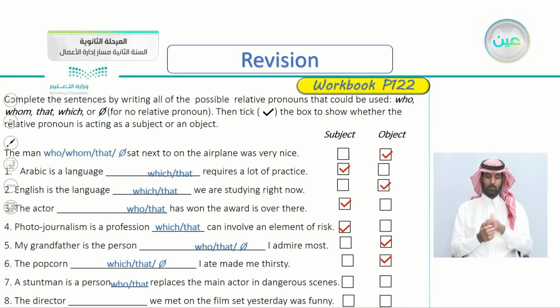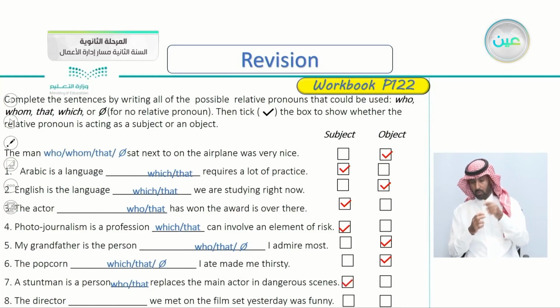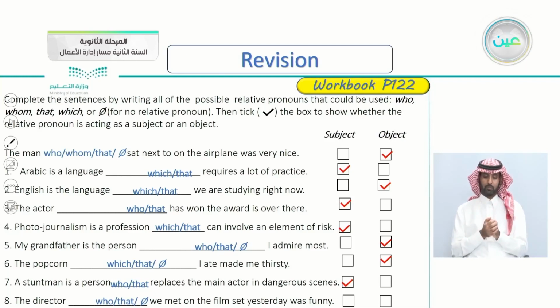Number 8, the director. And of course, it's a subject. Number 8, the director we met on the film set yesterday was funny. Yes, who, that, and the sign for the no-relative pronoun. The film we met on yesterday was funny. And of course, it's an object.